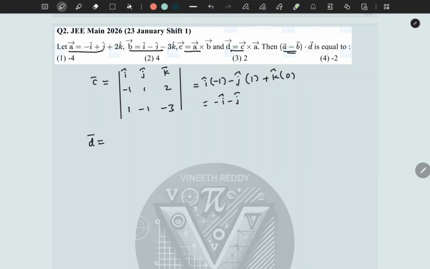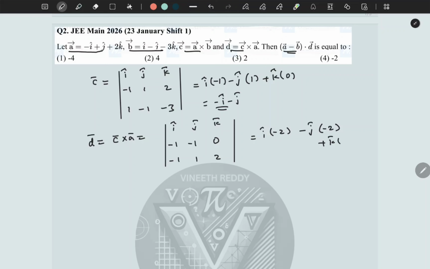And what is vector D? Vector D is nothing but C cross A. What do we get there? Again i, j, k. Yeah, in the second row we write the coefficients of C, that is minus 1, minus 1, 0. Coefficients of A are minus 1, 1, 2. So ultimately we get i into minus 1 into 2 is minus 2, minus 0, minus j cap into minus 1 into 2 is minus 2. Yeah, again 0, and plus k into minus 1 into 1 is minus 1, minus 1, minus 1, which is minus 2. So ultimately we have minus 2i plus 2j minus 2k, right? So we have D also.